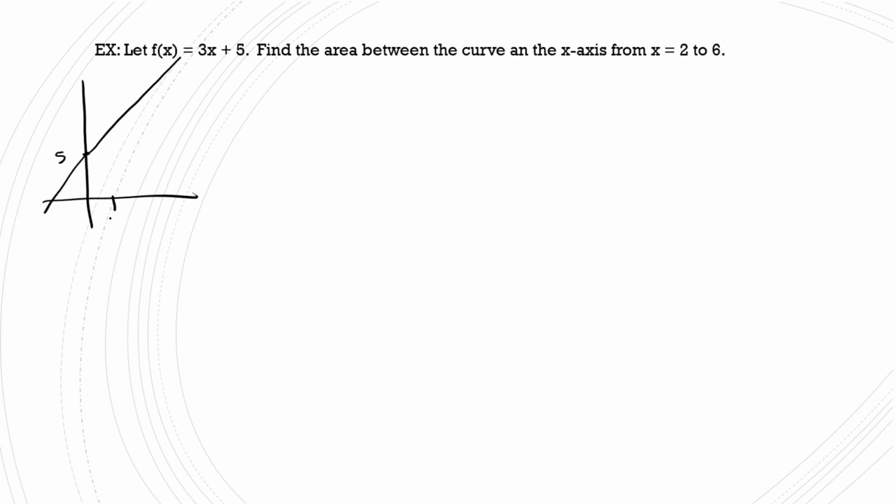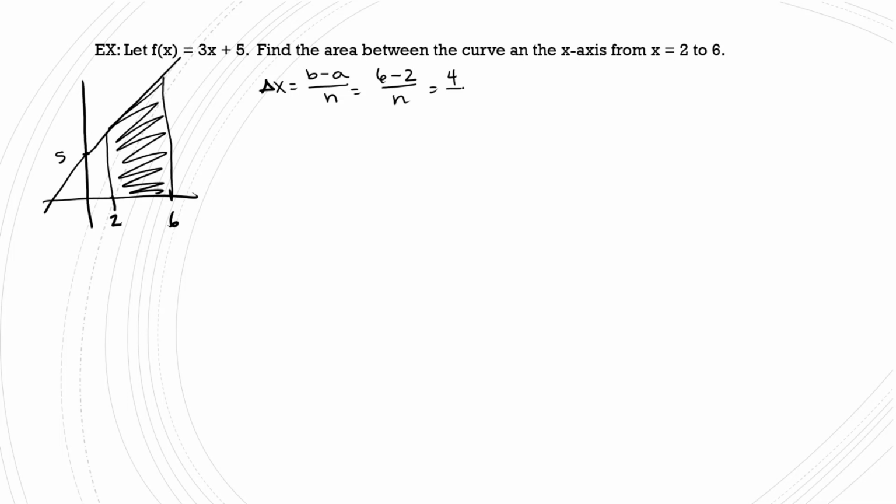Okay, and we're going to go from x equals 2 to 6. So we're looking for this area here. Okay, now the first thing we're going to do is find our delta x. Delta x is always b minus a over n. So in this case, that's 6 minus 2 over n, and that's 4 over n.